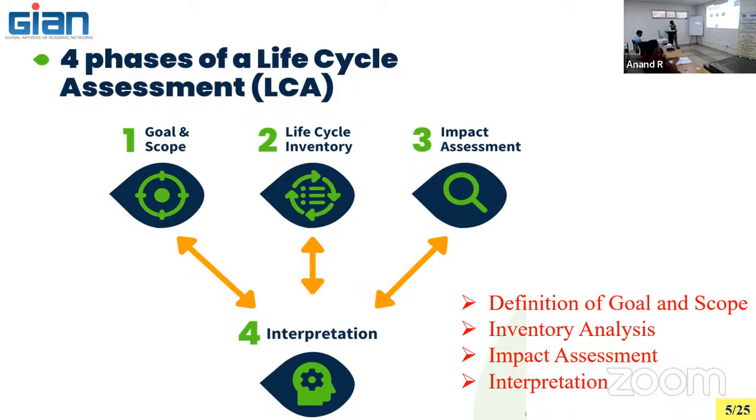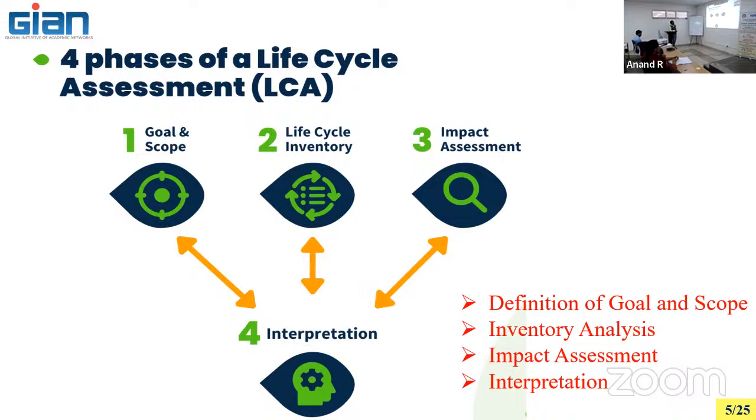Then you need to do the impact assessment. Economic, environmental and social impact analysis, you do all of that. Then finally, you need to interpret it by combining 1, 2, 3. You need to interpret whether the technology you are bringing for replacing the conventional method is going to be at an acceptable level or not. Okay. So you define the goal and scope. Inventory analysis you need to do. Then impact assessment you need to do. Interpretation you need to do.